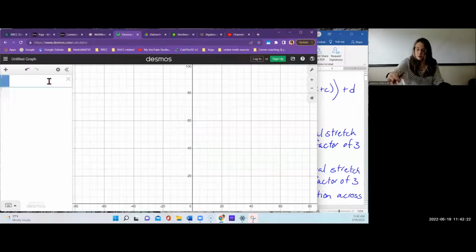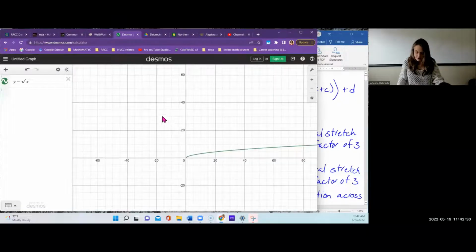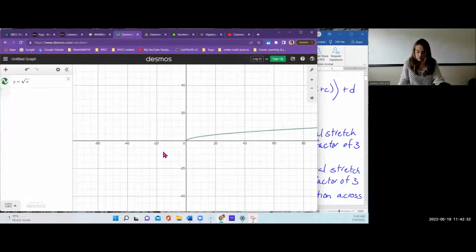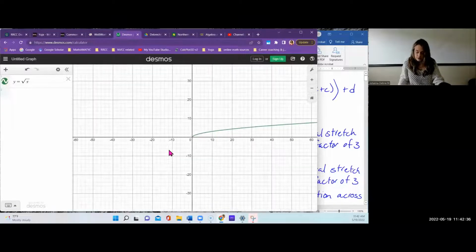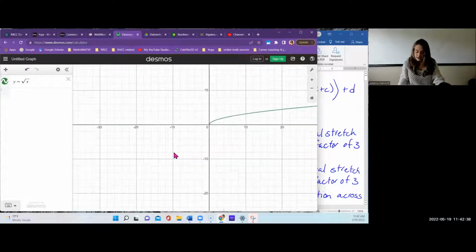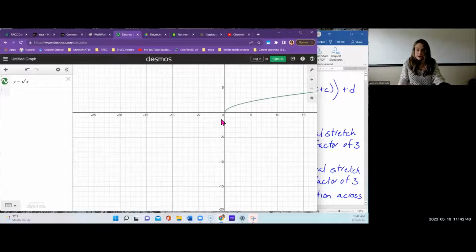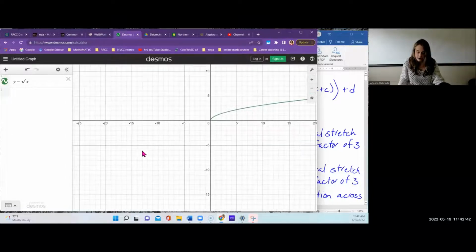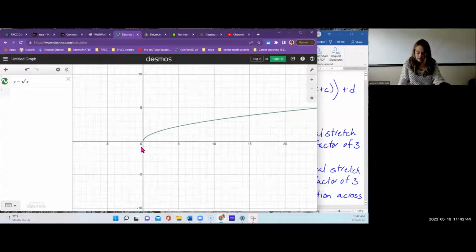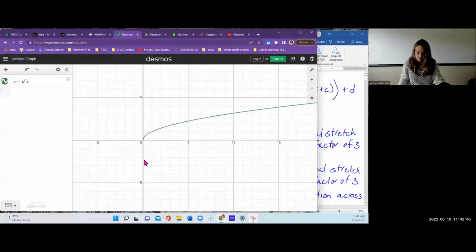On Desmos, I'm going to graph y equals the square root of x. Here's our picture down here. Now our scale is way blown up, so let's scroll in. Remember that you can use the mouse wheel to scroll in. If it gets off center, left click and hold, and then drag it back to the center where you want it. It's still out pretty far.